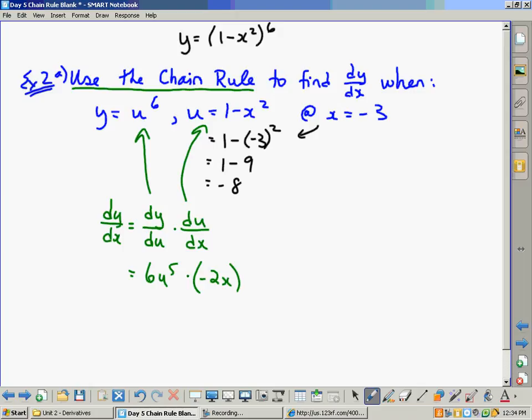Now if this was find the derivative, we would have to substitute u back in and collect like terms and so forth. But because it's asking us to find the slope of a tangent at a specific point, we can sub in x right here and u, which we already figured out, right there. So it actually saves us a little bit of work. And so it ends up being 6u to the, so u is -8 to the power of 5 times -2 times -3.